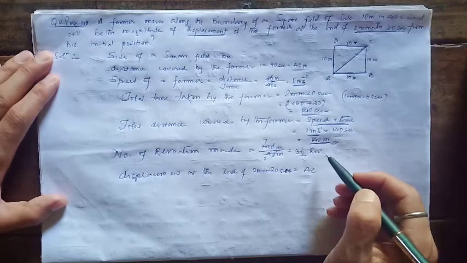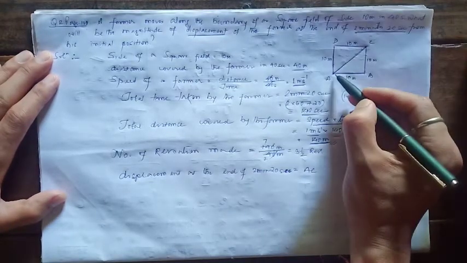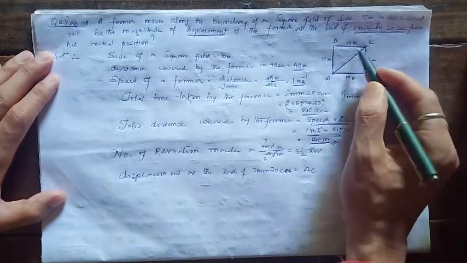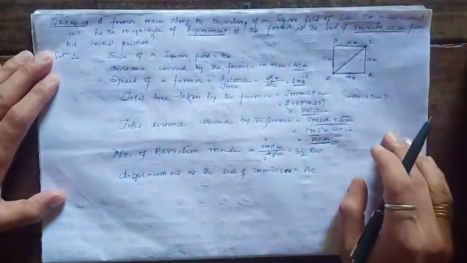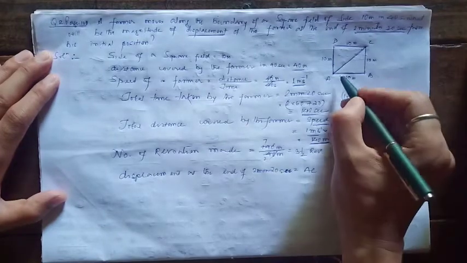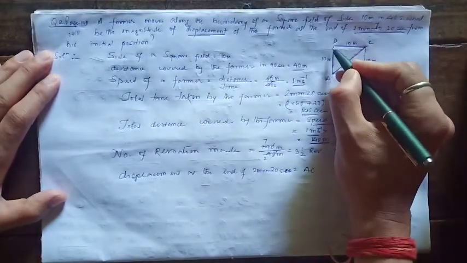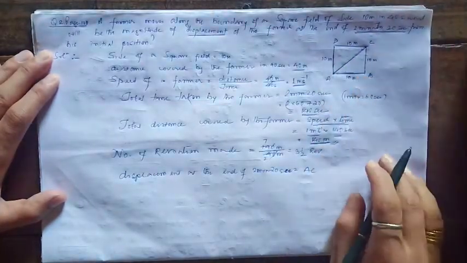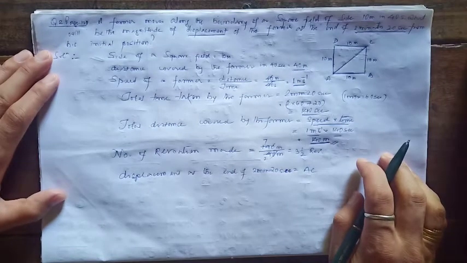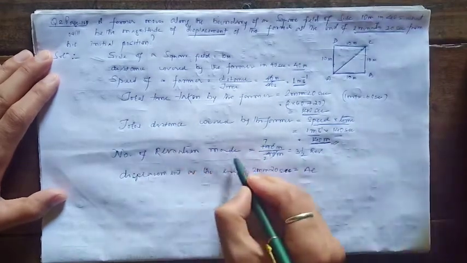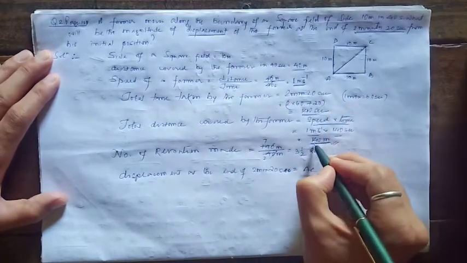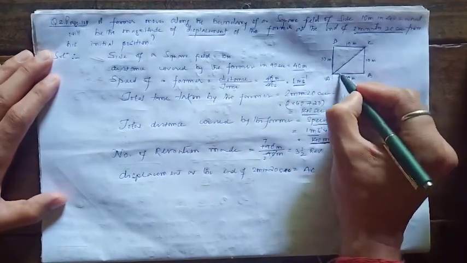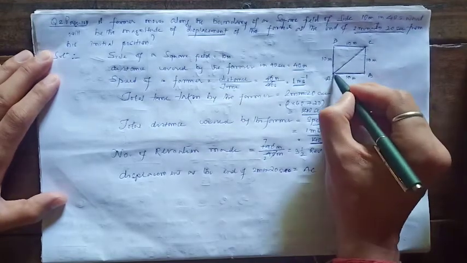Now students, let's understand. He covers a distance of 140 meter. When he covers a distance of 40 meter, how many times does he revolve, or we can say how many times does he complete the revolution of this square field. So number of revolutions made is 140 divided by 40. Now students, he covers a distance of 140 meter. So 140 meter means, let's find out.